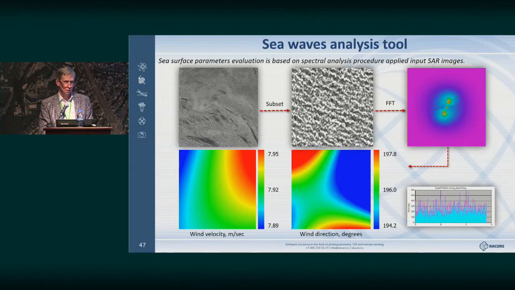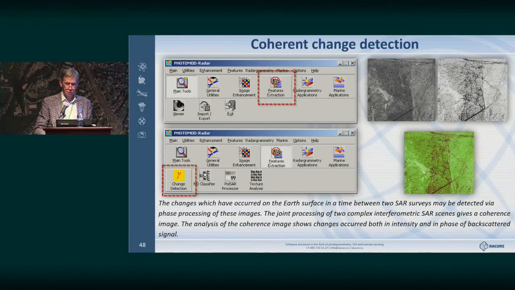We use mathematical models to characterize the surface, I mean, sea waves. There are different parameters, height of waves, period of waves. So we can determine the velocity of the natural winds.